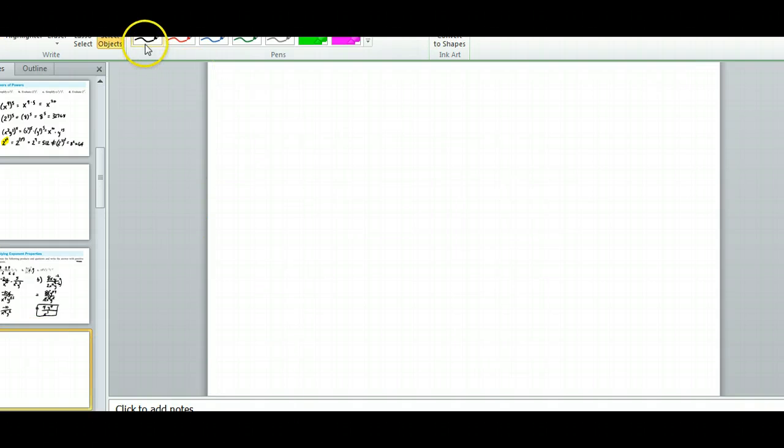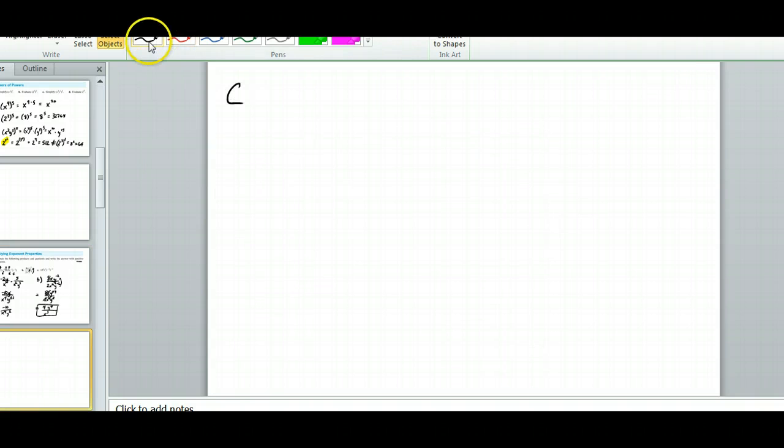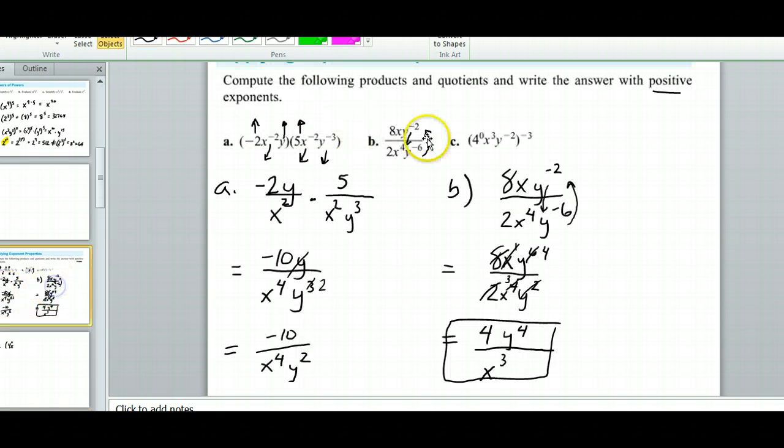Alright, for part C, we've got 4 to the 0, x cubed, y to the negative 2, all to the negative 3. So 4 to the 0, x cubed, y to the negative 3.